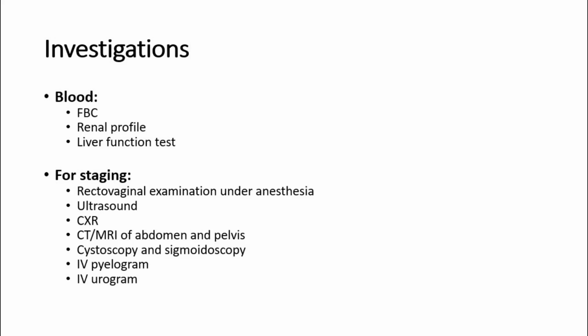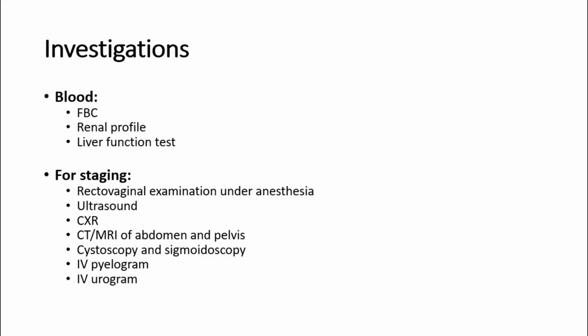The investigations that we can do are blood tests such as full blood count. This is done to assess the hemoglobin level to rule out anemia due to chronic vaginal bleeding. Renal profile to exclude ureter obstruction, and also liver function test to exclude liver metastasis. The investigations for staging are rectal vaginal examination to identify the size, fixity, and also vaginal involvement.